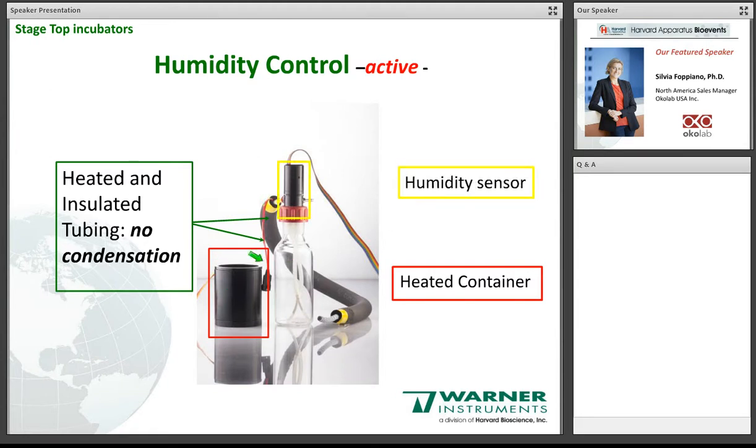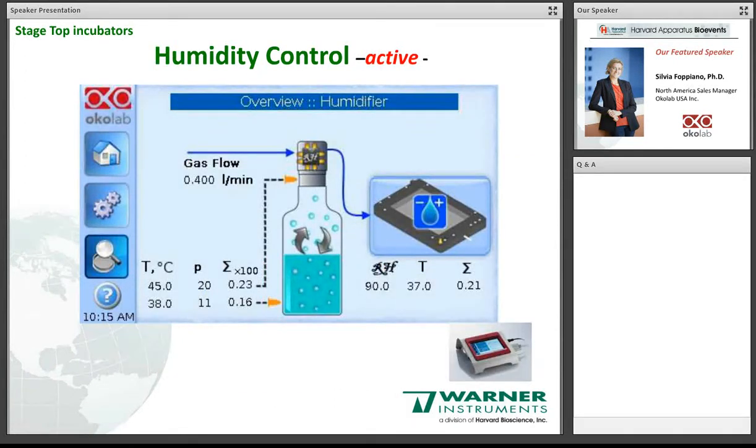As the gas gets humidified, it rises to our humidity sensor, and then is delivered through this heated and insulated tubing to your stagetop chamber, to avoid condensation. What you can select is the percentage in the range 50 to 95% with a sensor resolution of 1%. Here is how the touchscreen interface displays this information. You have your relative humidity and temperature. This example has a relative humidity of 90%. And then the temperature of our humidity sensor lid, 45 degrees, and the temperature of our base, 38 degrees.